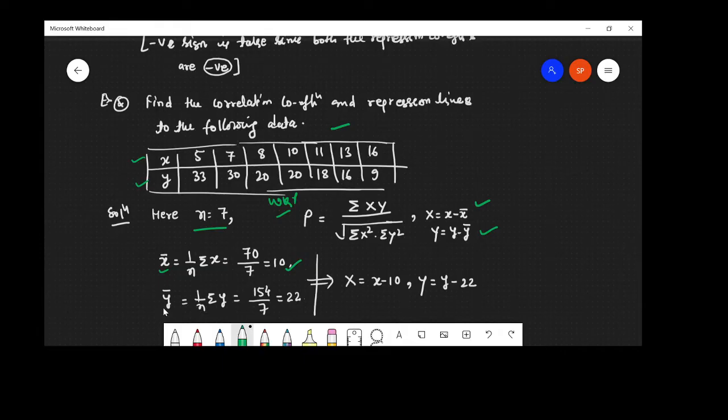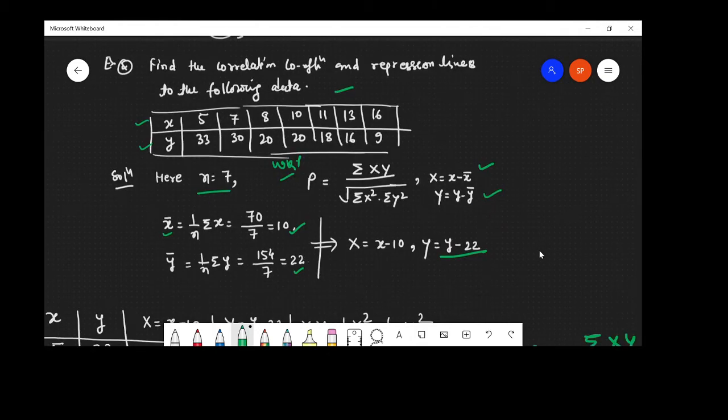And similarly we find y bar. Y bar is equal to 1 by n summation y, which is 154, adding all the values. It is 154 divided by 7, which is coming 22. After that we write capital X is equal to x minus 10 and capital Y is equal to y minus 22. So now we need to find the next values.